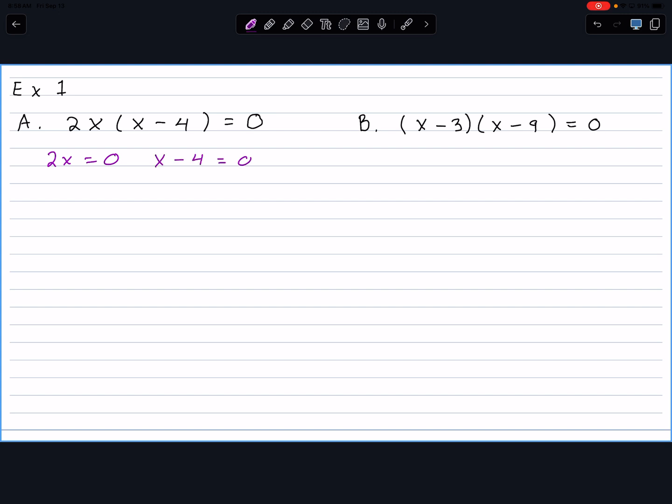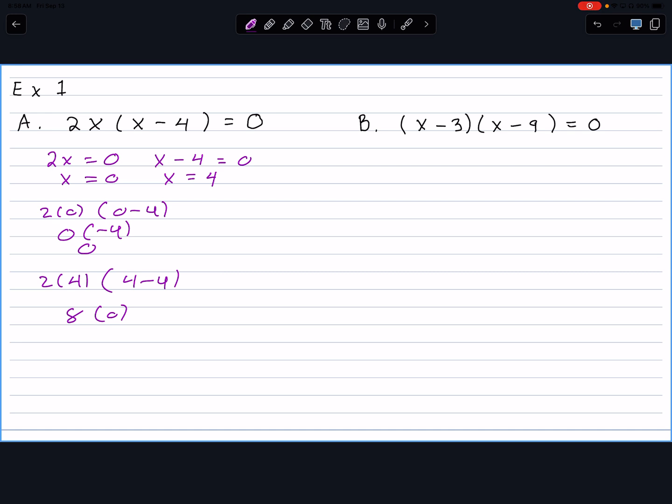Then we solve for x. So in the first one, we get x equals 0. In the second one, we get x equals 4. And we can check it. See if you agree with me. If I take 0 and plug it in for x, I'm going to get 2 times 0 times 0 minus 4, which is 0 times -4, which is 0. True. If I plug in 4, I get 2 times 4 times 4 minus 4, which equals 8 times 0, which equals 0.